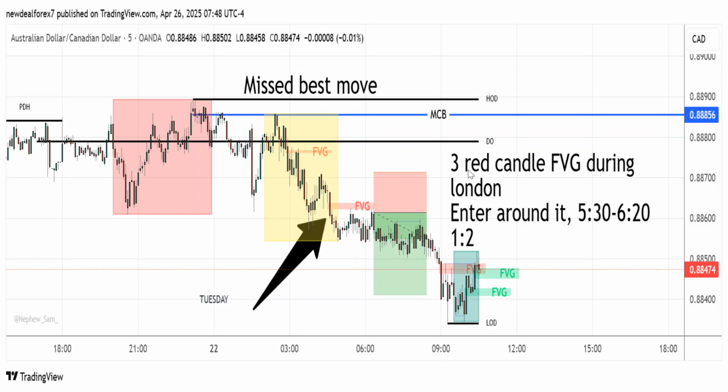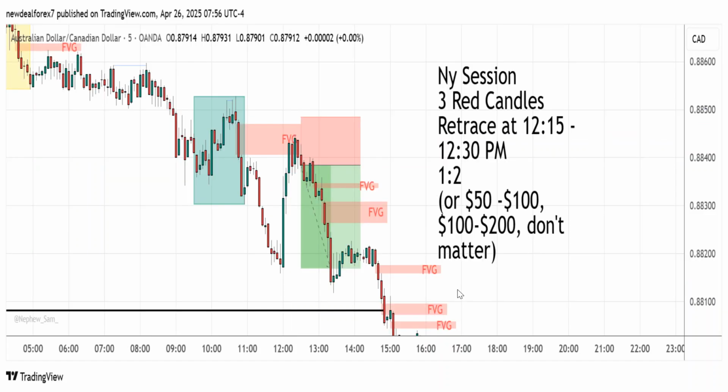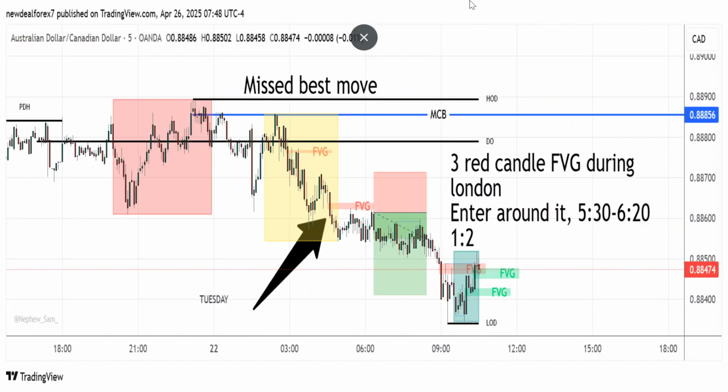Okay, so three red candles happened during London, and the entry would have been between 5:30 a.m. to 6:20 a.m. right here. You see, it gave us plenty of time during this consolidation to get in. The fair value gap held, and then it just tanked. This would have been good for 1 to 2. Let me go back to that. Okay, this was good for 1 to 2.